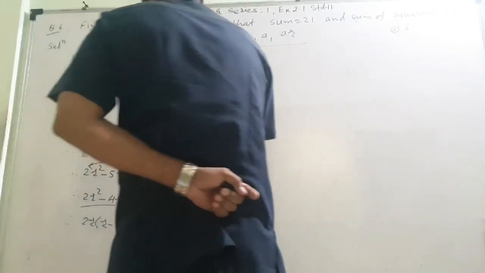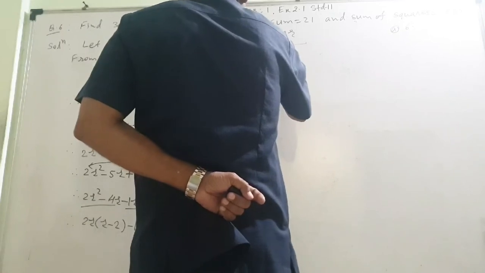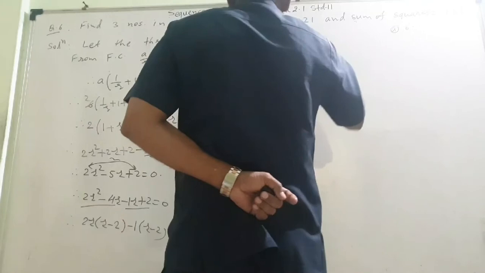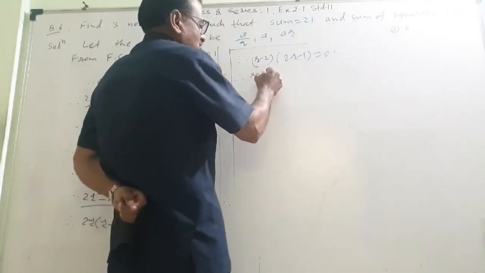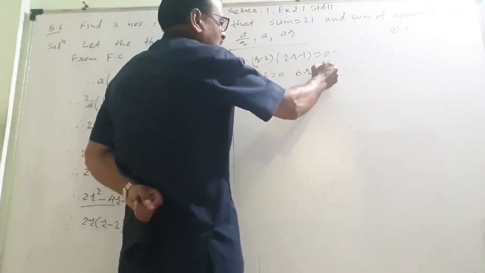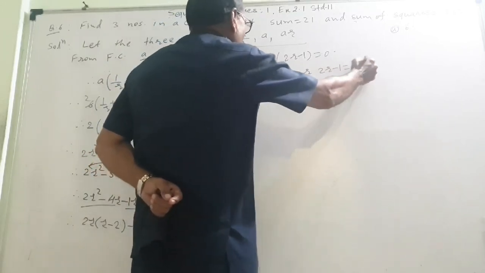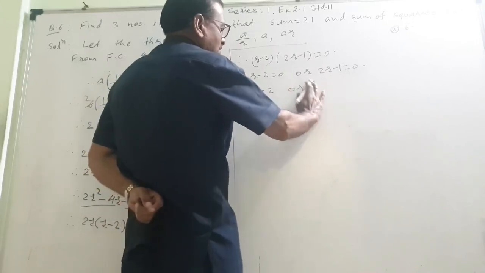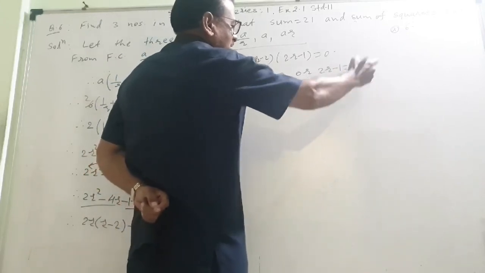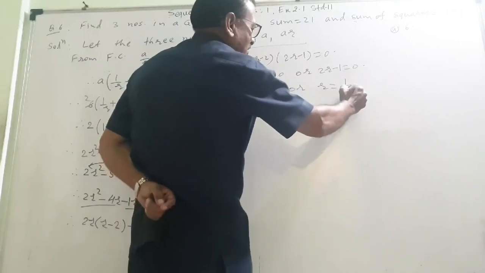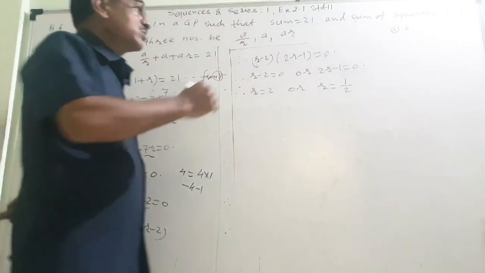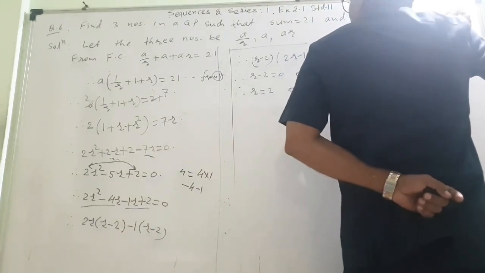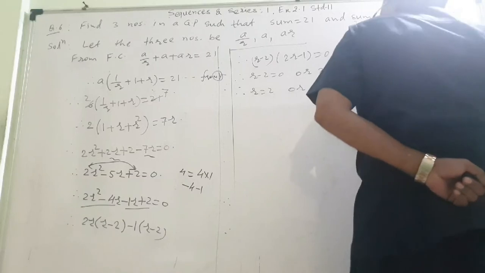Therefore, r minus 2 into another bracket 2r minus 1 is equal to 0. Therefore, r minus 2 is equal to 0 or 2r minus 1 is equal to 0. Therefore, r is equal to 2, or 2r equals 1, so r is equal to 1 upon 2. So these are the two values. So I got two values of r. r values are 2 and 1 upon 2.